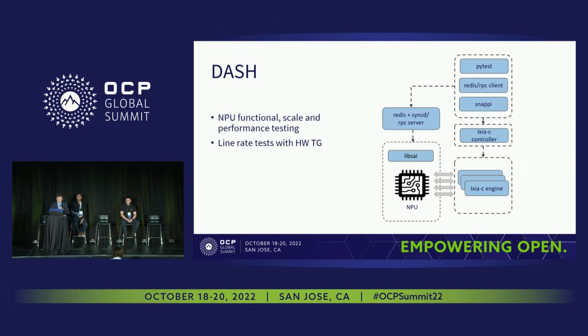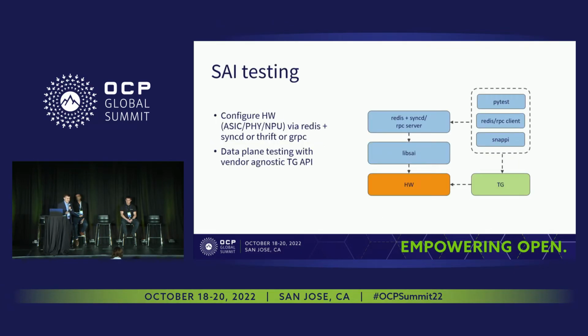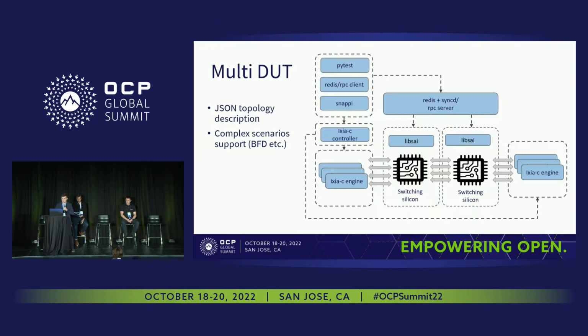So as a conclusion, this is how we see SAI testing. There is hardware, and I specifically put it as hardware because now it can be NPU, IPU, DPU, and the PHY. Because PHY also now is controlled by the SAI, and there is also a need to work with it, but how? And this is interesting.